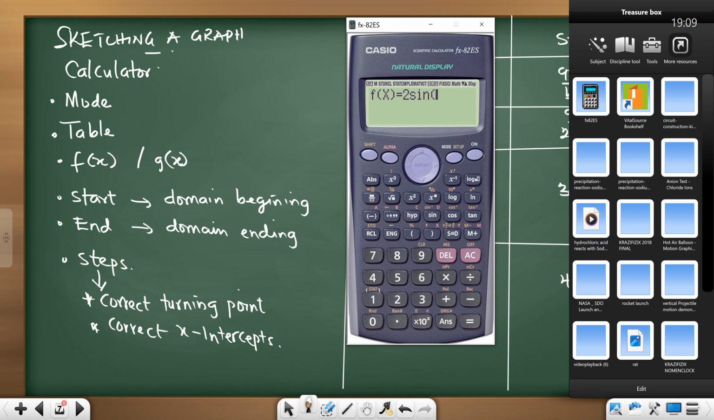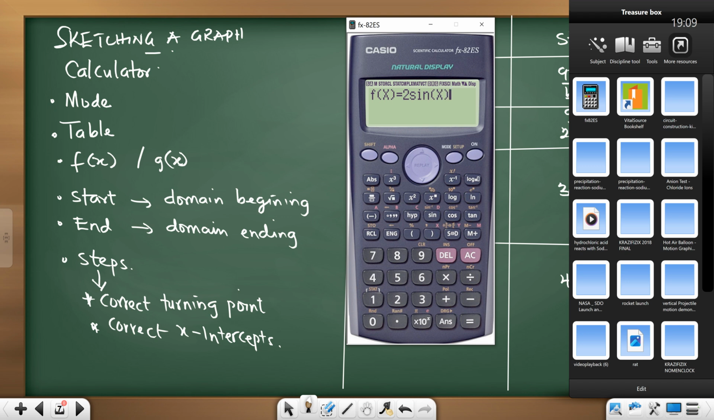If it says f of A, then I can press A. But it says f of x. So I'm only allowed to press what? X. Alpha and brackets. See, if I didn't press alpha, it gives me bracket only. If I press shift, now you don't know how to use your calculator. Alpha, it's in pink, so I go for the pink one.